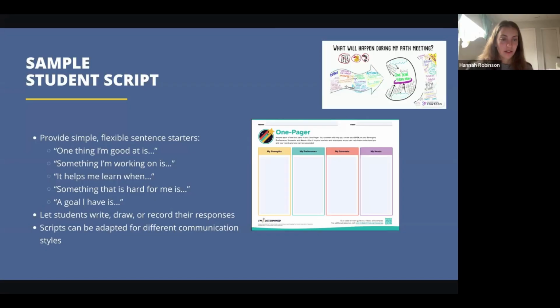And their scripts can be adapted for different communication styles because each student communicates differently and feels comfortable speaking in different ways. And so this one pager is an example of a worksheet here that students can jot down their strengths, challenges, preferences, needs, and have that prepared so that they can go into their meetings with something already listed out. So that might be a helpful tool to use.